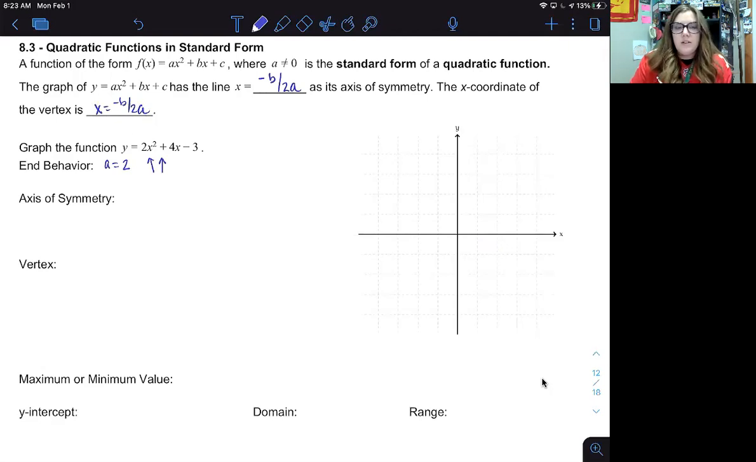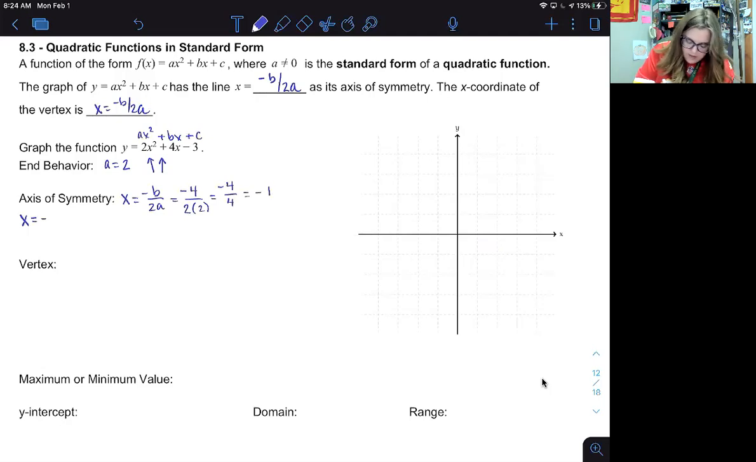So next, when we're in standard form, we want to find our axis of symmetry. So we're going to use our formula x equals negative b over 2a. So our b value, I'm going to go ahead and write this up above. We have ax squared plus bx plus c. So b equals 4. So with the formula, we have negative 4 over 2 times our a, which is 2. So we have negative 4 over 2 times 2, which is 4, which gives us negative 1. So our axis of symmetry is x equals negative 1.